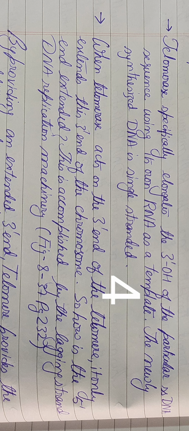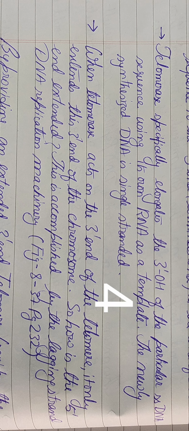Now to accomplish this, again your lagging strand DNA machinery will come and synthesize the last fragment. Okay, fill that gap, and thus your end replication problem will be solved. So what it does, telomerase is synthesizing the telomere repeated sequence at the 3' end. The 5' end has a gap.